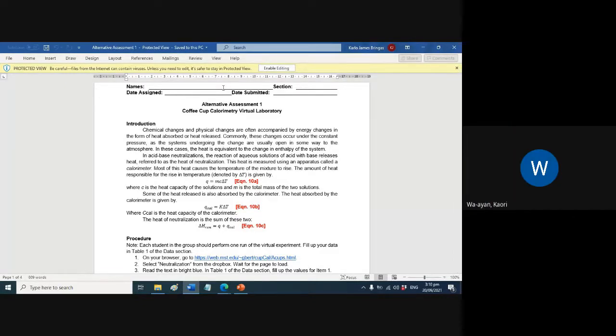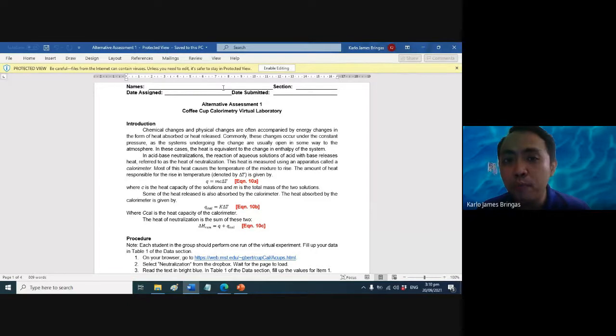Sir, aside from that, sir, may formative pa ba, sir? Or yan na yung activity namin for the week? Yes, Kauri. Yung iyong question kanina na nag-iba yung question sa formative, actually, that's the formative na para this week talaga dapat. So you now have 2 activities to do. The assessment na formative. So you have formative assessment and also this alternative assessment that you will be doing by group.